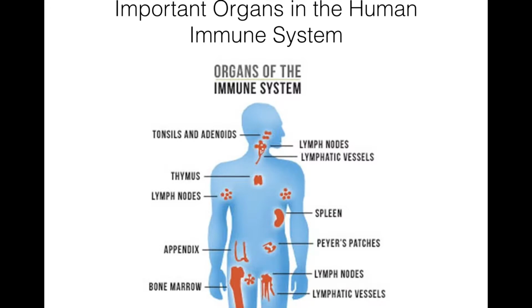Here are some organs that are involved in the immune system. Although there seem to be a lot of them, some of them are repeated. I will introduce them from the top to the bottom.